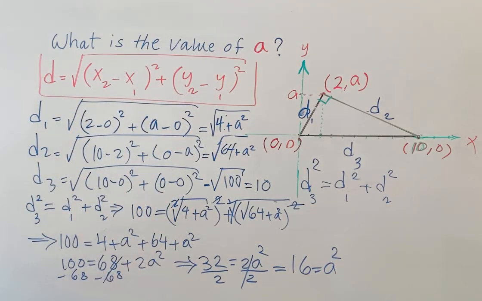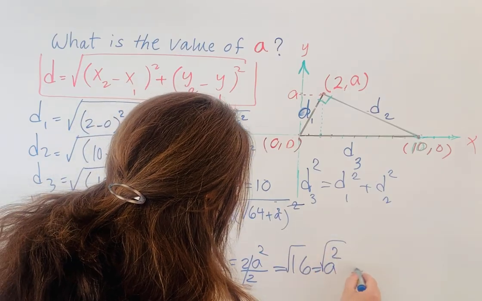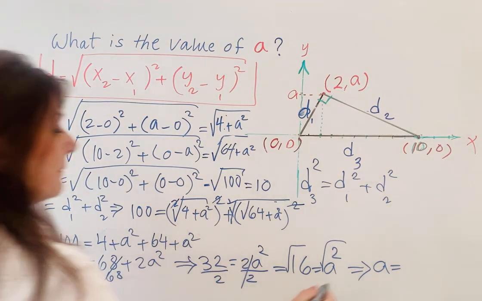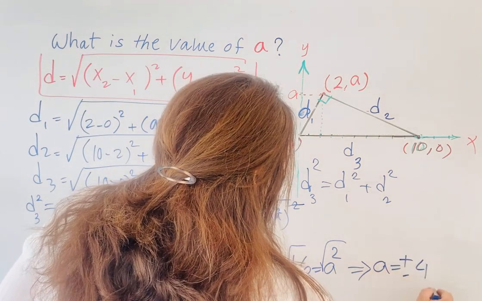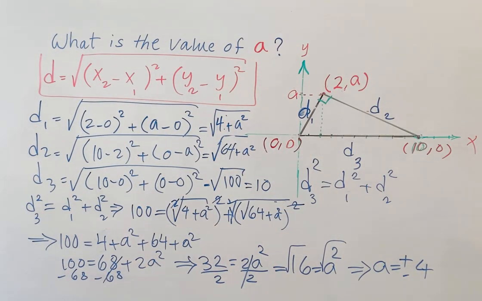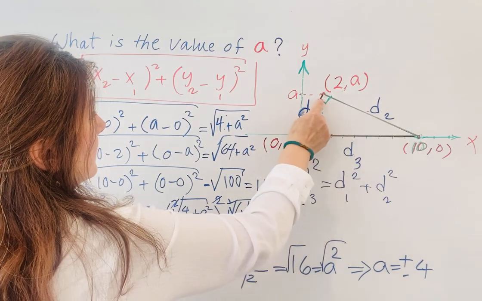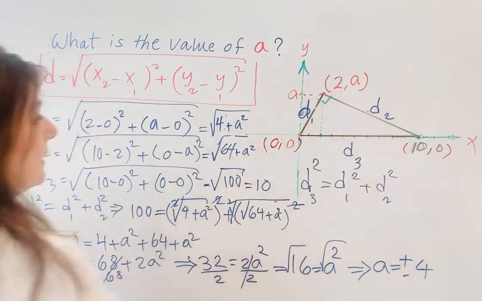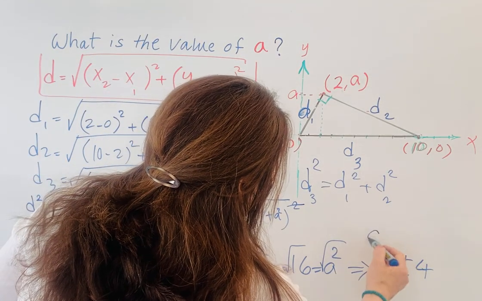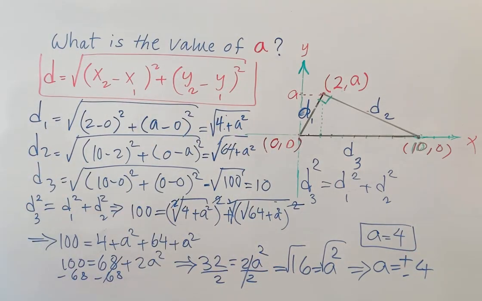What is a? Take the square root of both sides. A is equal to plus or minus 4, yes? But here it is not minus, it is plus, because we know that it must be here. So A is plus 4, right?